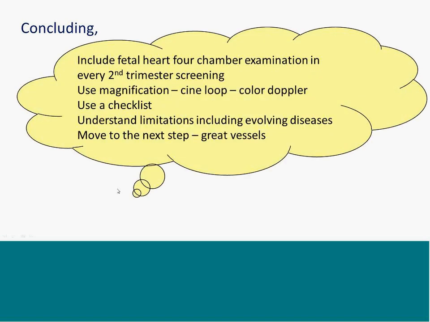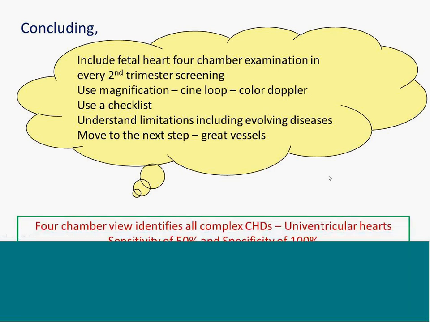So we conclude today's session with an understanding that the fetal 4-chamber examination has to be a part of second trimester screening. You can use certain things like magnification, color Doppler and cine loop to make your understanding better. Use a checklist which we went through. Understand what limitations you have in terms of evolving diseases. This is important because things can change over time, as we saw. Your valves can start leaking, your ventricle can become smaller as gestation progresses. And always make sure that you go to the next step of vessels.